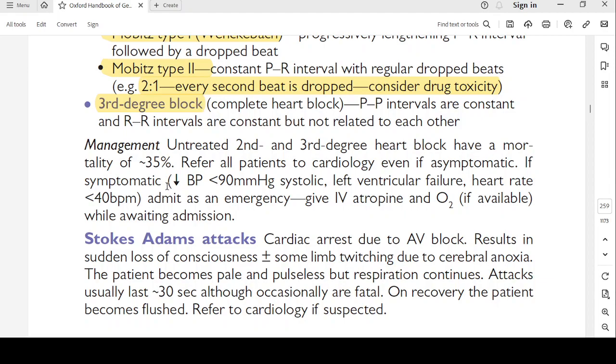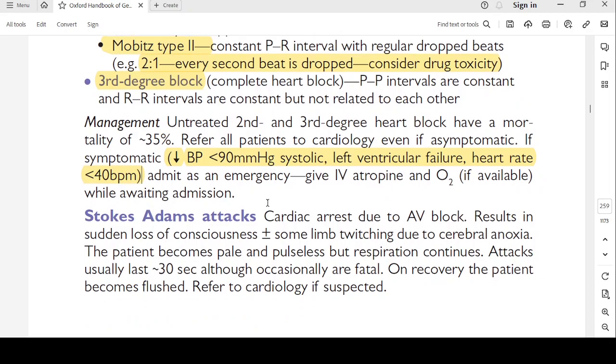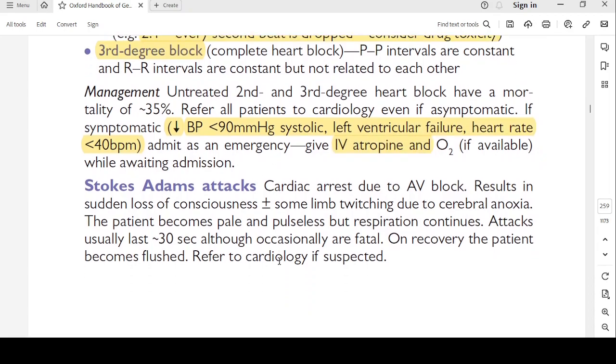It is symptomatic if BP is less than 90 millimeters of Hg systolic, left ventricular failure is present, or heart rate is less than 40 beats per minute. In symptomatic heart block, admit as an emergency, and if asymptomatic, refer to cardiology. If symptomatic, that is there is hemodynamic instability, admit as an emergency. Give IV atropine. In bradycardia, you give IV atropine and oxygen if available while awaiting admission.